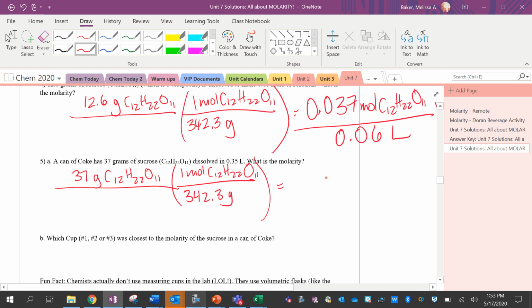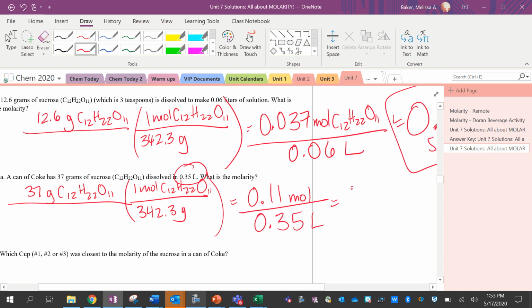There we go. So 37 divided by 342.3, that's 0.11 moles. And it says the volume of a 12-ounce can of Coke is 0.35 liters. So the concentration is 0.31 molar.